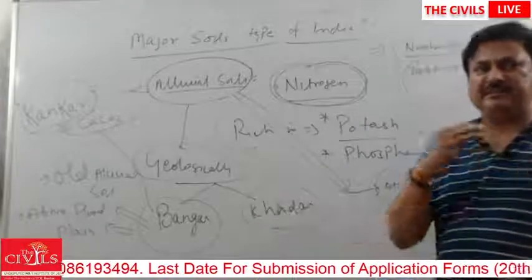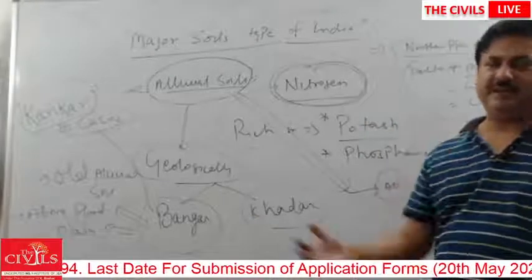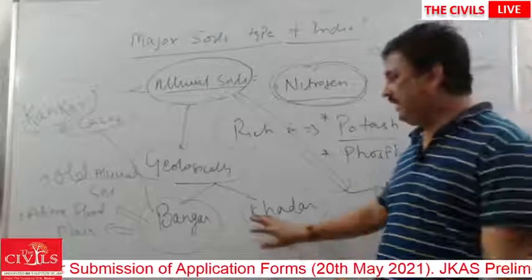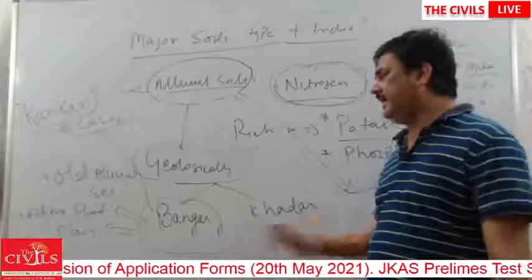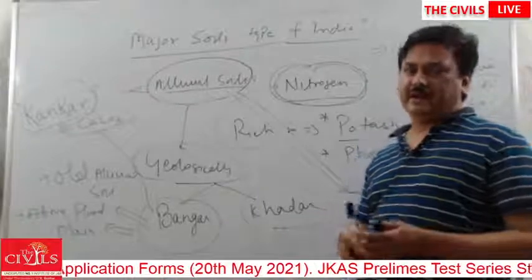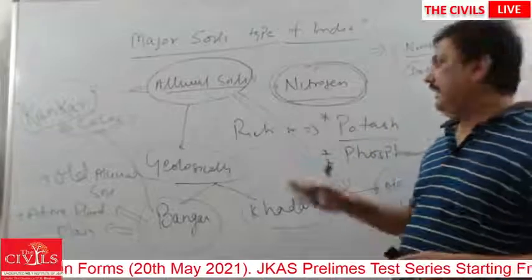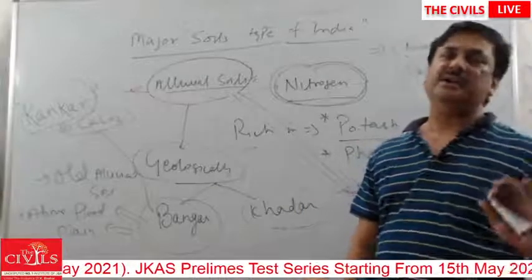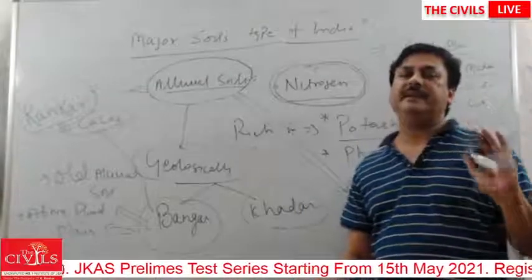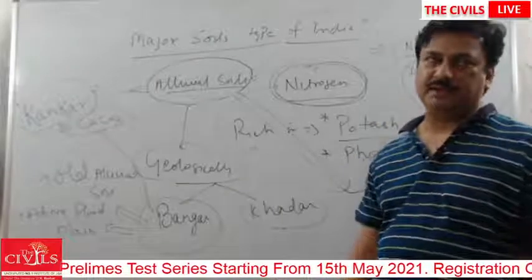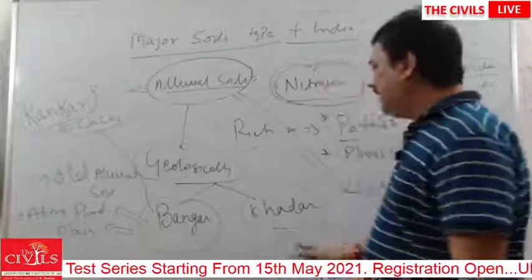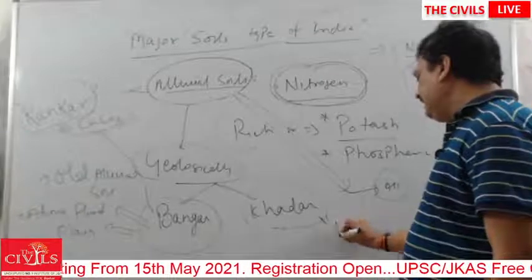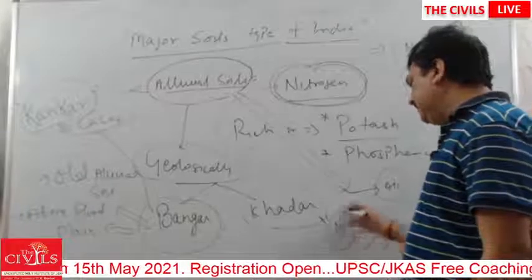Geologically, on the basis of age, or time period, it is divided into Bangar and Khadar. Both are very fertile, but Bangar is a very important area of India, because the area where Bangar alluvial soil is found is famous for the Green Revolution. And Khadar soil, which is a new alluvial soil, witnesses flood every year.